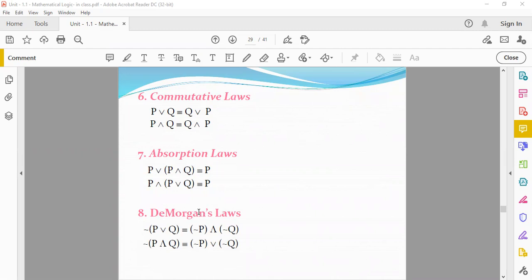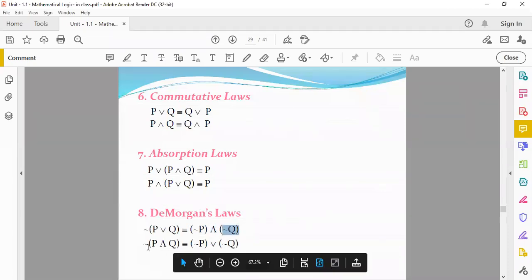It's a very good concept. We are applying the negation inside, to each and every statement. First of all, negation of P. What is the negation of OR? The negation of OR is AND, and that's why it says negation P and negation Q. And same thing here, exact opposite: negation of P and Q is equivalent to negation P or negation Q.